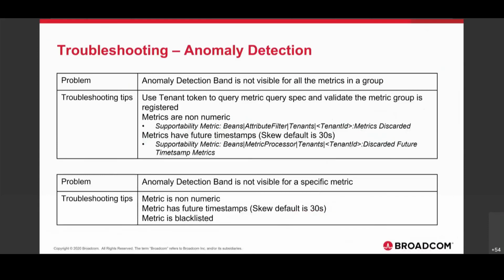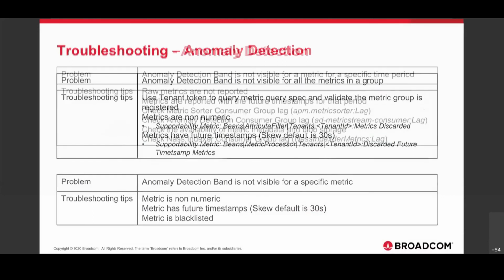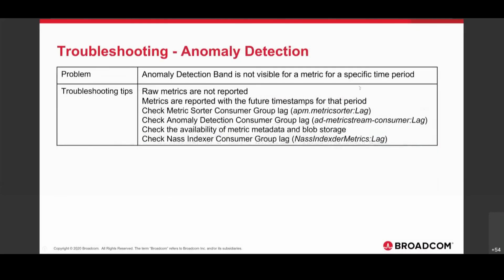And moving on, if you don't see bands for a specific time period, for example, I was continuously seeing the band, but there was a gap, or there were holes in the bands itself. There are a few scenarios. Most of the time we can check if raw metrics are also missing, that's fine, which means we don't even have the raw data. But if raw data is available but anomaly detection bands are missing, one of the things is that maybe at that time it might be having a future timestamp which we are discarding.